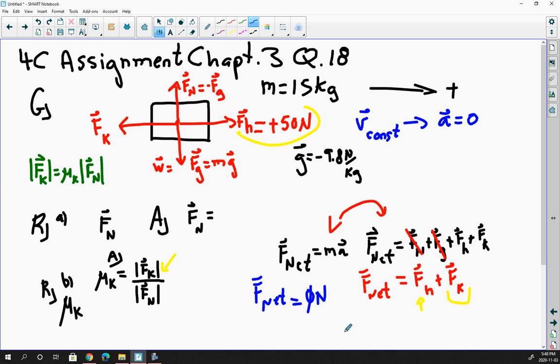So now all of a sudden I know this. I know this is 50. I can then calculate the force of kinetic friction, plug it in here. I knew the normal force from part A, and lo and behold, I can then substitute and come up with a solution. Oopsie, a solution, that's a better S, for mu k. So that's the hint for this one.